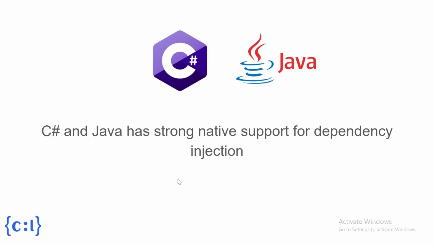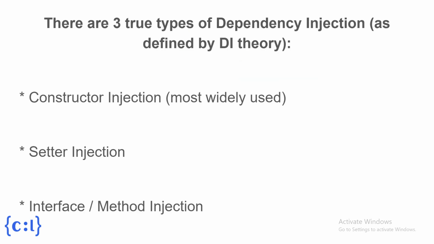Java and C# have strong native support for dependency injection. And there are three types of dependency injection. We have constructor injection, which is the most widely used one. We have setter injection. We have interface or method injection.